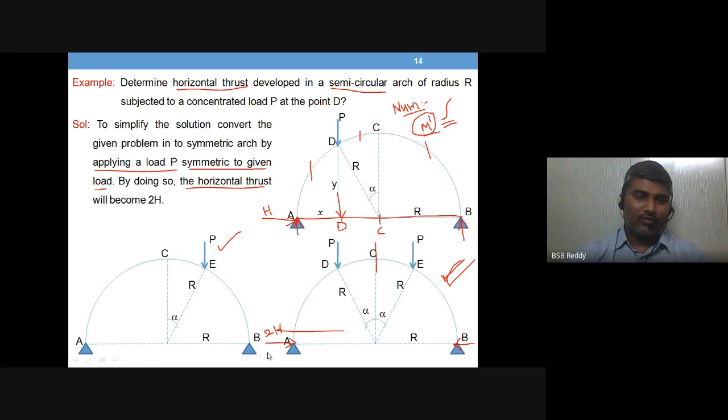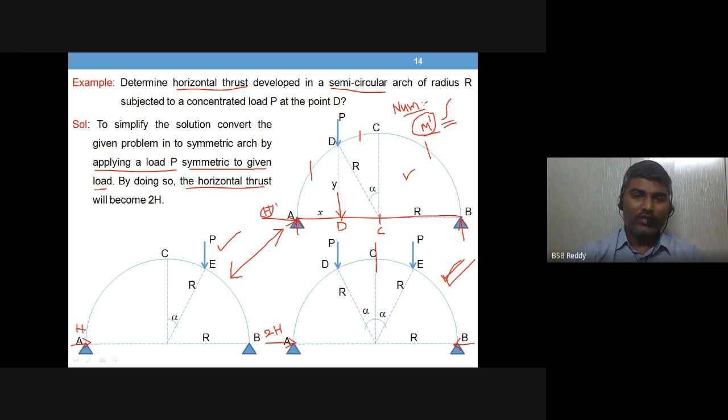Now you may ask me why it is twice that of the h. Okay, right. So it is h. If you imagine that this is the given problem, you worked it out and you got some value of h. The same way you work out this problem also. Now you can see that these two are just mirror images. Nothing has changed. Span not changed, rise not changed, load value not changed. The location of the load is to the left here, to the right here, just mirror images. So the horizontal load value will not change, so it is h only.